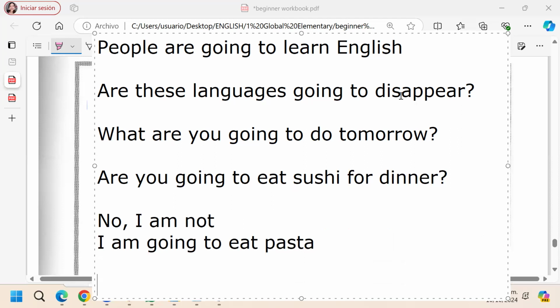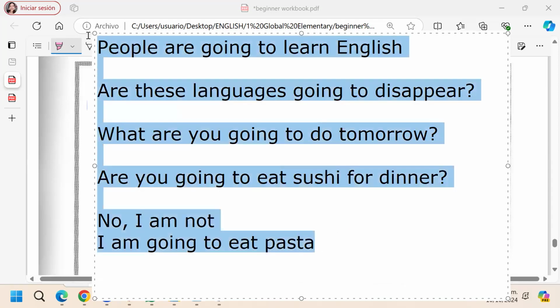Entonces, el futuro es mega utilizado. ¿Qué vas a comer hoy? ¿Qué vas a hacer mañana? Cualquier pregunta que me hagan sobre lo que va a pasar mañana, o la semana que viene, o el año que viene, puede que me la hagan con futuro. Por eso pasé varios días enseñándoselo.